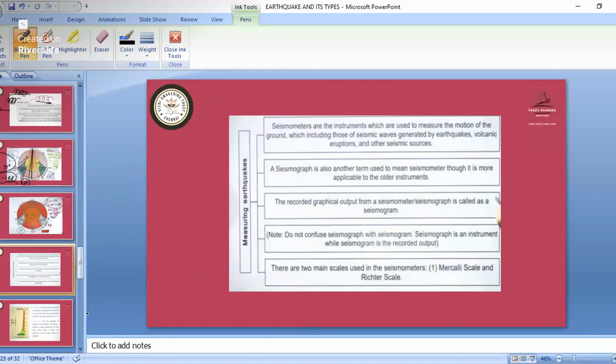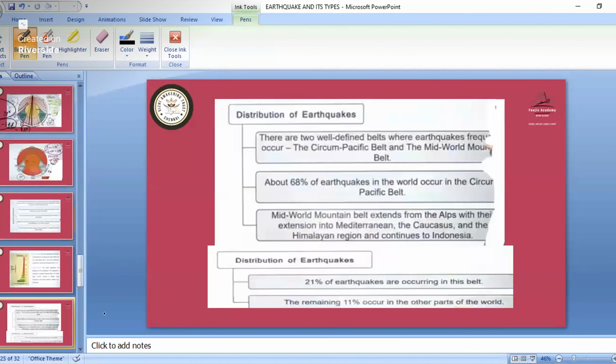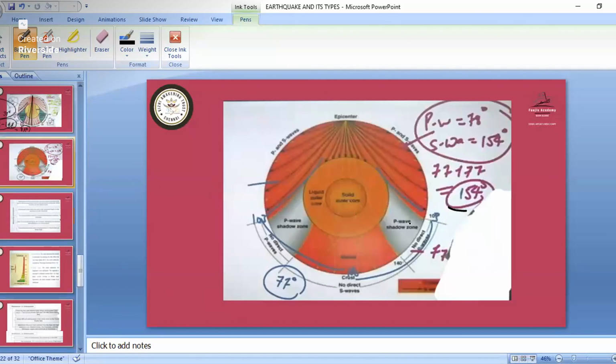Then about the meshing earthquake we studied. Then this is about the distribution of earthquakes. That is in the circling ring of fire area, where it is felt 68%. Then we have the Alpine belt, that is near 12%. So that is about the distribution of earthquakes. Okay, this is all about the earthquakes.